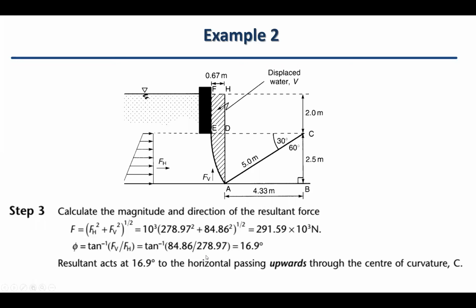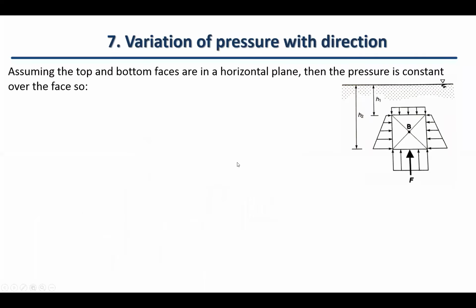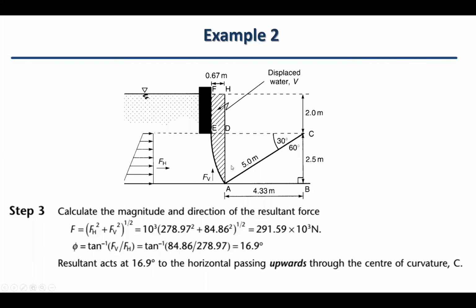You can bear in mind that the resultant force is acting upward. In this direction, you can see the horizontal is very large, about 270, and the vertical is much smaller than that. So you can see the angle will be more towards the horizontal. The angle is 16.9 degrees to the horizontal, passing upward, in this direction. So that is example 2.